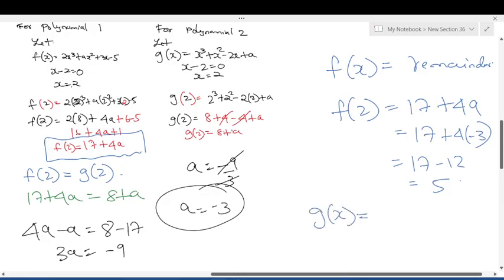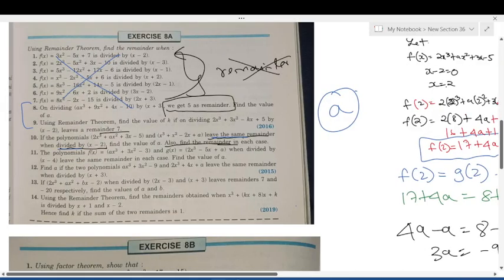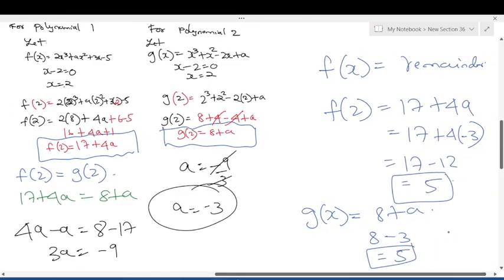What is the g of x equation? 8 plus a. What is the a value? What's the answer? Isn't it the same? Are we proving it? That is what they have told you: leaves the same remainder. We got the remainder the same. 5 is the answer. So this is the entire thing. You'll get this question in the board exam for 4 marks.